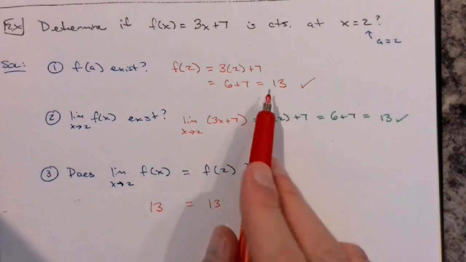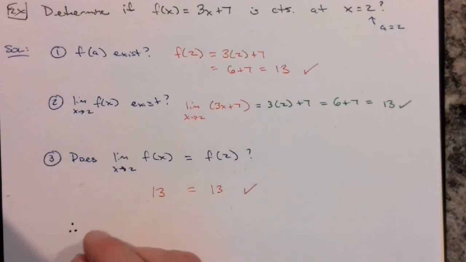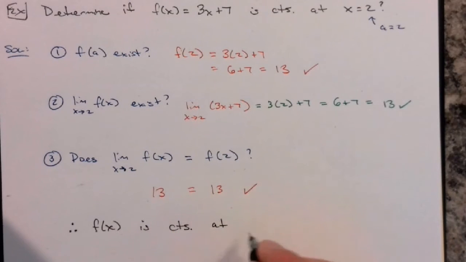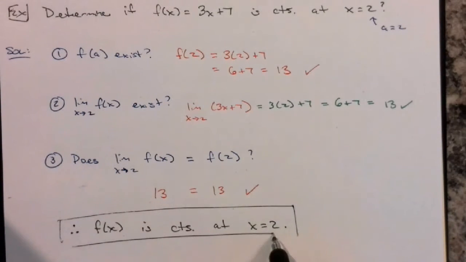So this limit here is 13. F of 2 is 13. This first part here is from step 2. This is from step 3. 13 equals 13. It checks out. Make sure you make some sort of statement here. Just to make sure we know it, these 3 dots mean therefore. So therefore, f of x is continuous. That's what it's asking us about. Is it continuous? So f of x is continuous at x equals 2. And that's really the answer. Everything else above it is showing why that's the answer.